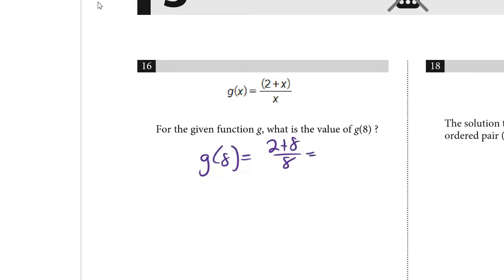So add the numerator. You get 10 right there, divide by 8, and start simplifying. 10 over 8, if you divide by 2 over 2, you get 5 over 4. And that is our answer for number 16, 5 over 4.